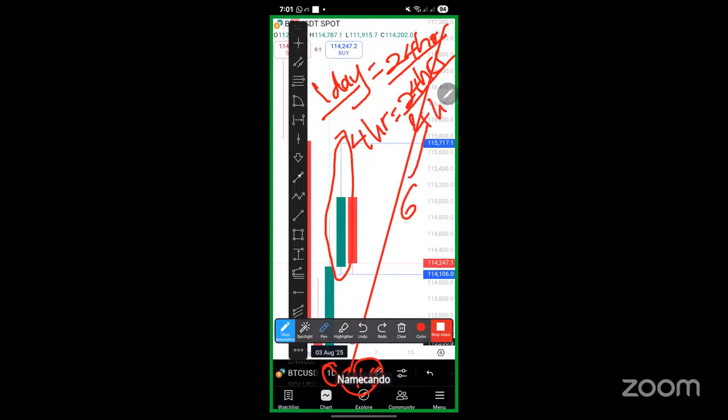I'm going to see only 6 candles, because I will have put the chart in 4 hours.